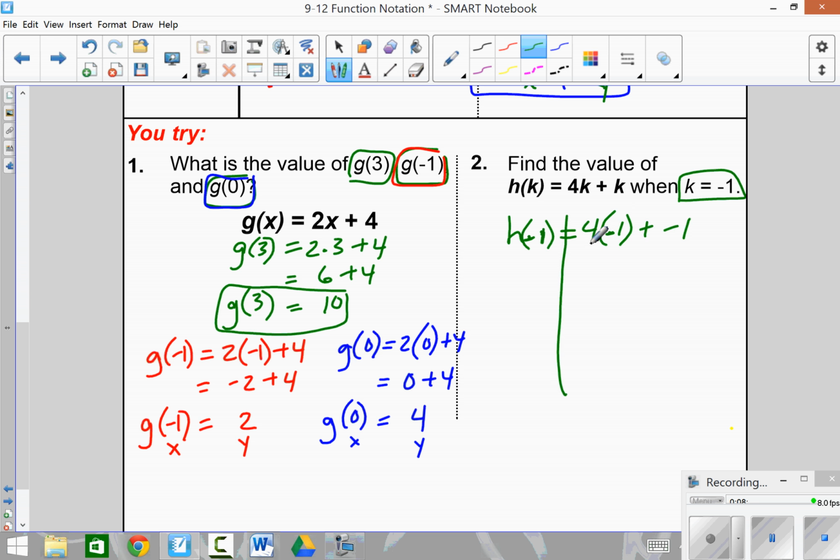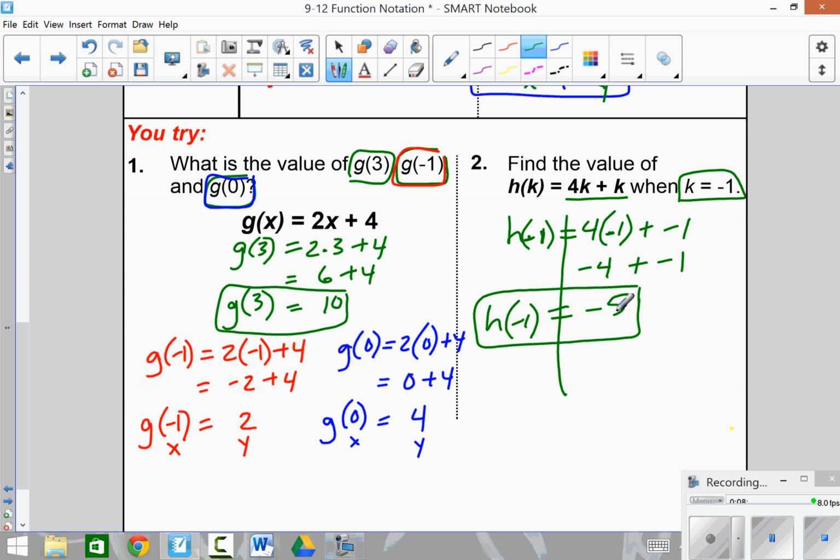And let's go ahead and evaluate it. 4 times negative 1 is negative 4, plus negative 1. Negative 4 plus negative 1 is negative 5. So that means in this function of h, when the k was a negative 1, the entire thing equaled negative 5. Okay, so this would be your final answer. If you just left it as negative 5, I'd be totally okay.